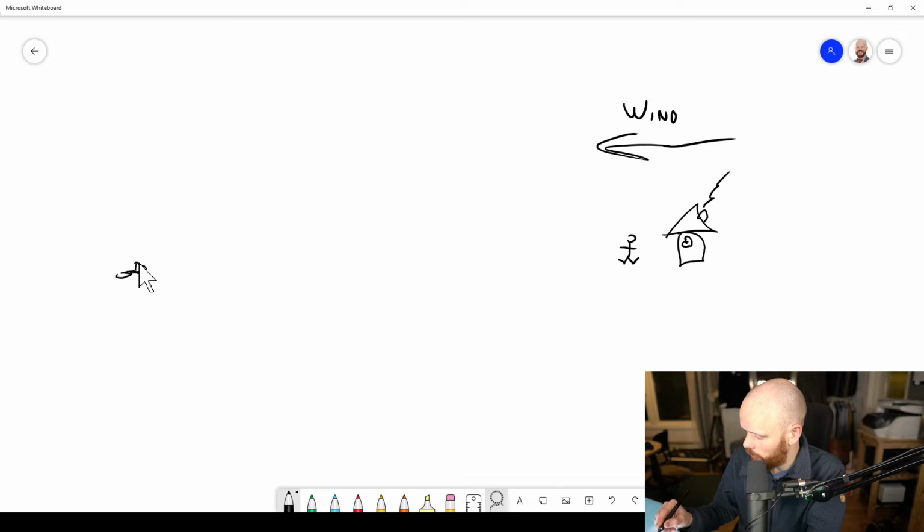How do you draw a snowmobile? Something like this, I guess. That's a short one. Oh, now it's a snowmobile.